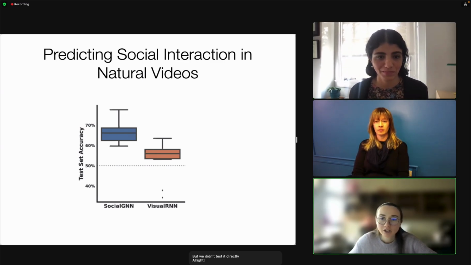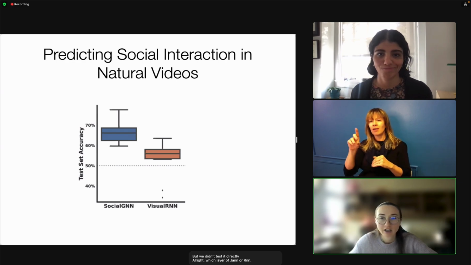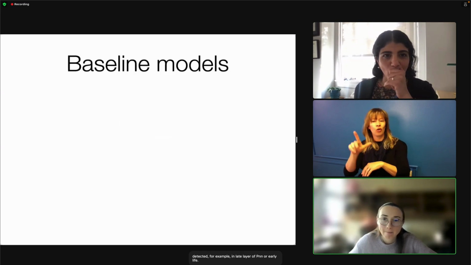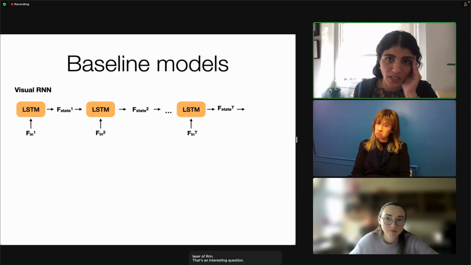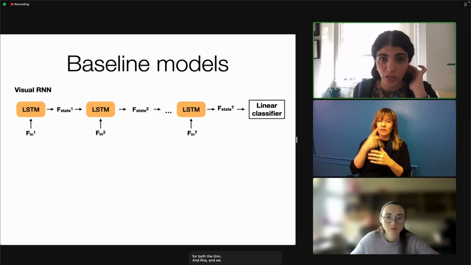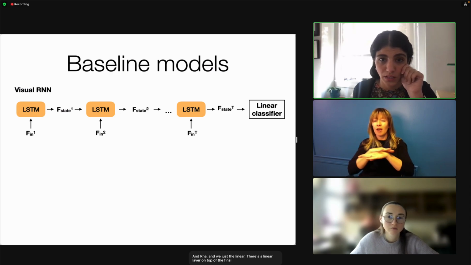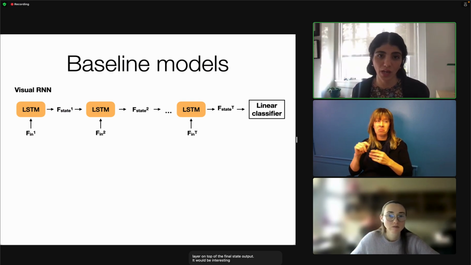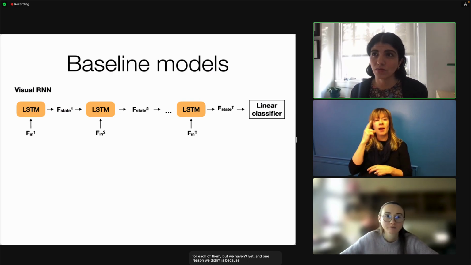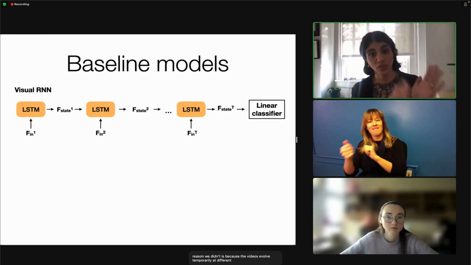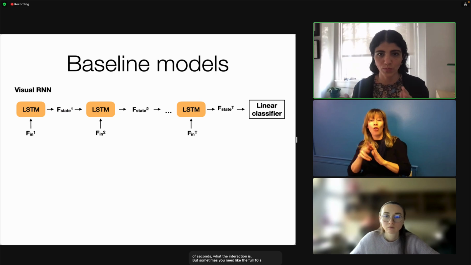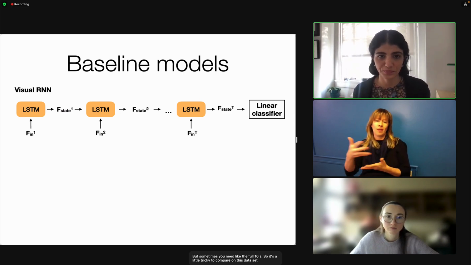All right. At which layer of the GNN or RNN is the social interaction information being detected? For example, in a late layer of the GNN or an early layer of the RNN? That's an interesting question. I don't think we did much to look at predictions from different layers. For both the GNN and RNN, there's a linear layer on top of the final state output. It would be interesting to look at different layers for each of them, but we haven't yet. And one reason we didn't is because the videos evolve temporally at different rates. So sometimes it's really obvious in the first couple seconds what the interaction is, but sometimes you need a full 10 seconds. So it's a little tricky to compare on this data set. Good question.